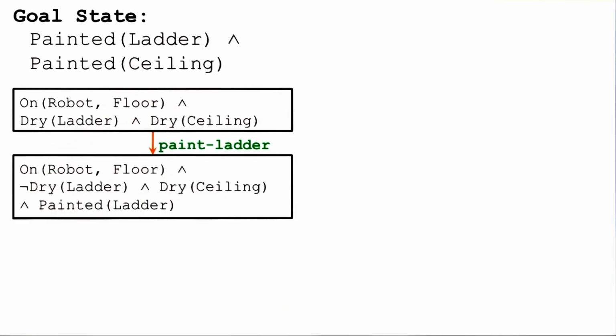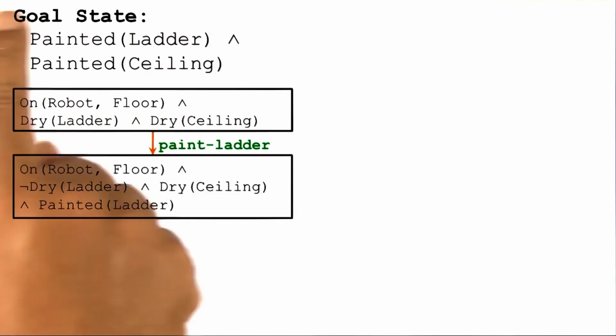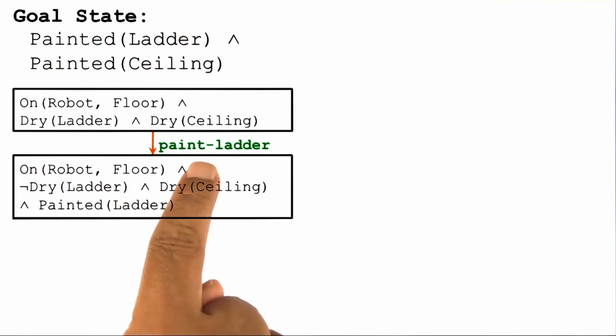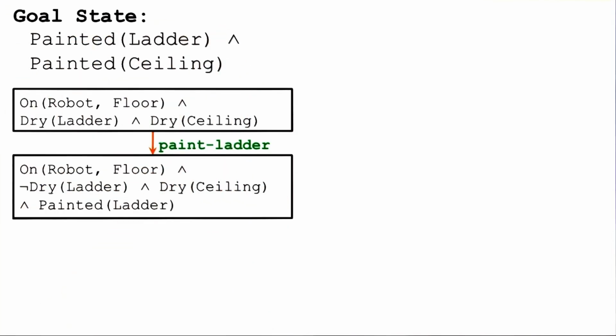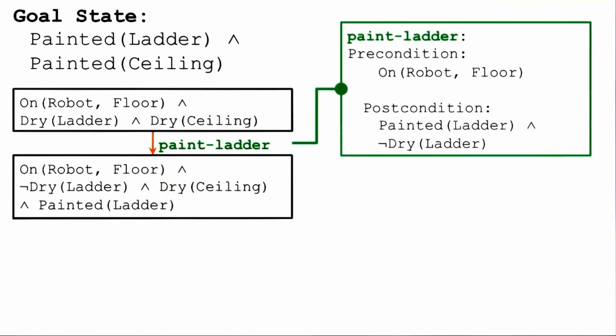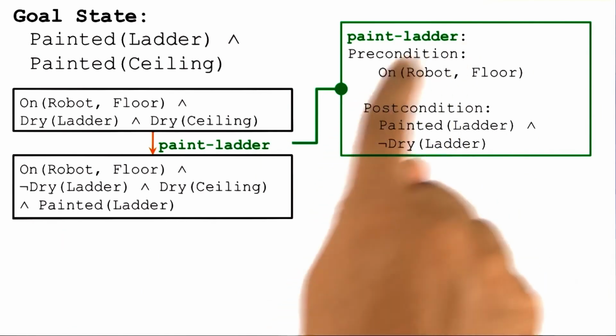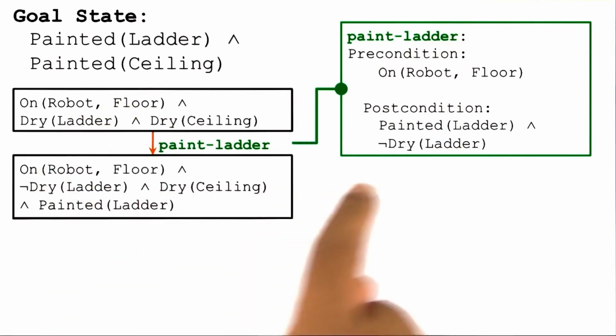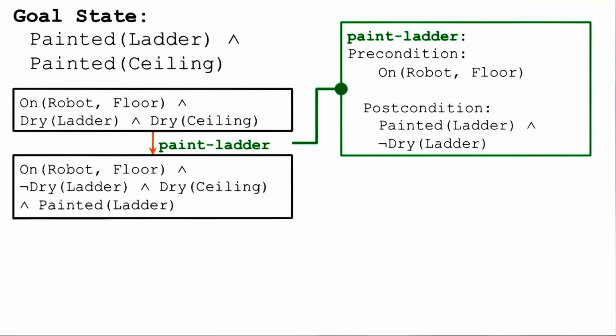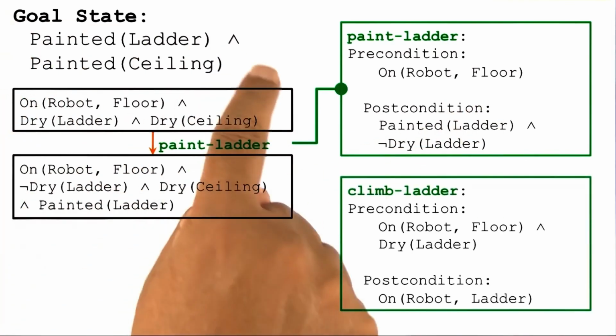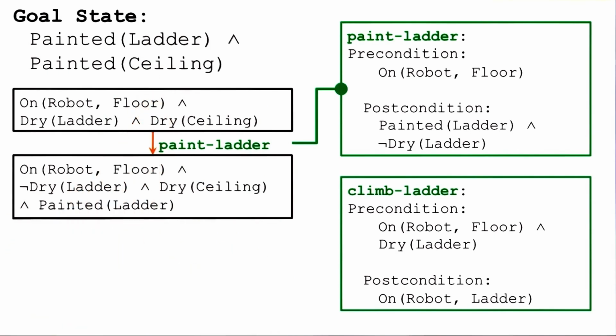So means-ends analysis may pick the goal painted ladder and select the operator paint ladder, which gets the means-ends analysis to this state. This is the heuristic method. Here is the paint ladder operator specified at the right, and you can see the preconditions of paint ladder match the initial state and the postconditions match the successor state. Now that means-ends analysis has achieved the first goal of painted ladder, it may turn to the second goal of painted ceiling. Recall that this is the current state.